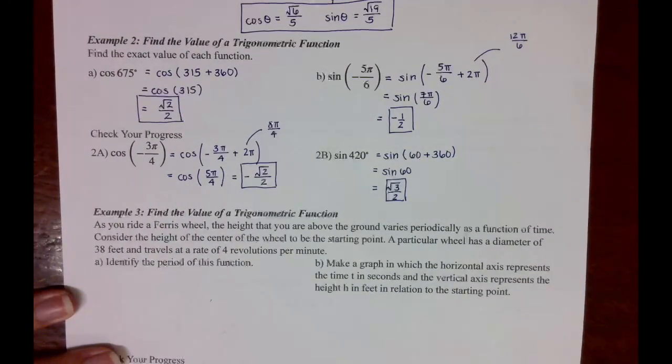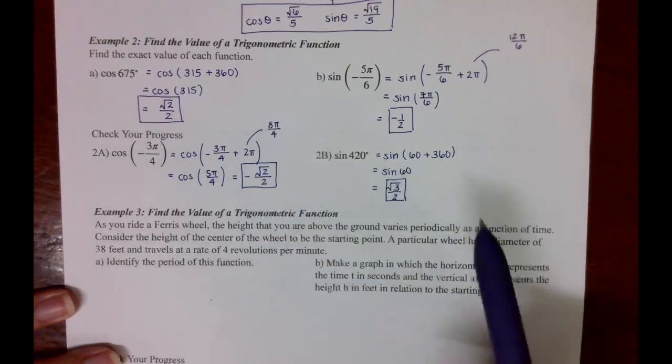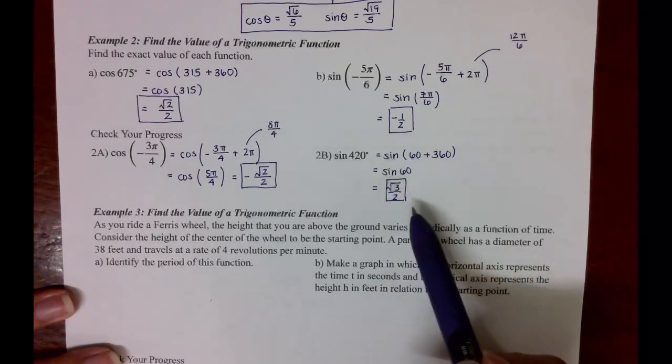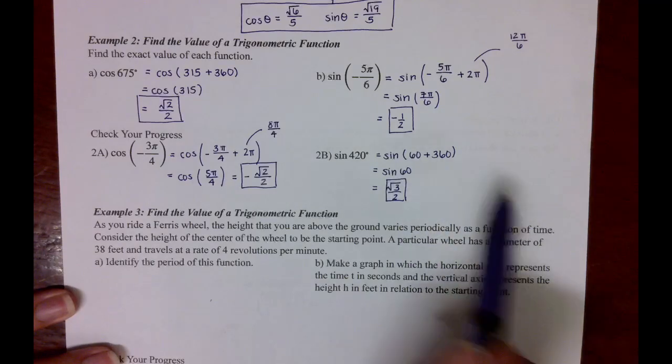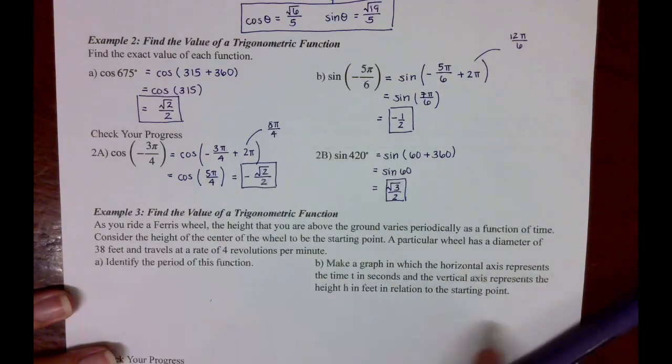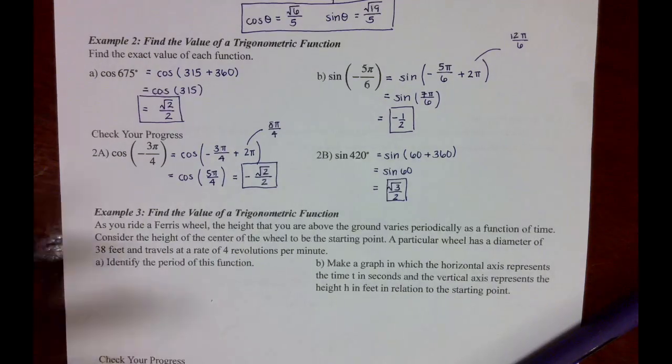Okay, for 2A, cosine of negative 3 pi over 4 should be negative square root of 2 over 2. And then sine of 420 degrees should be square root of 3 over 2. Okay, you should not be using your calculator at all. You should just need your unit circle. Okay, if you got that right, you can move on to our last example. If not, here is your explanation.